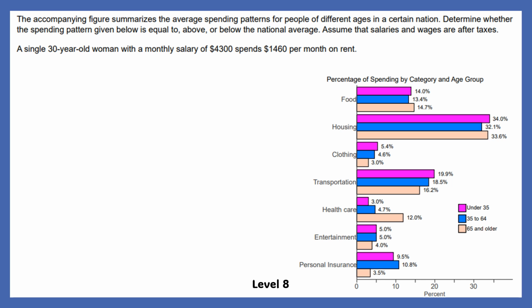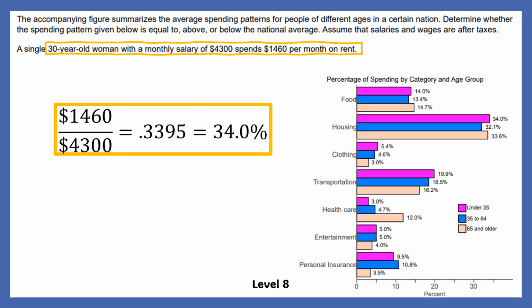All right, so we have some data here. We have this percentage of spending by category in each age group. And we see certain things like there's a trend that as you get older, you spend more on your healthcare and you probably spend less on clothing as you get older. And if we look at this situation, we say, is this normal for a 30-year-old woman to have spending $1,460 on rent if she has a monthly salary of $4,300? So we can calculate this, compare it to the graph that we have, and see if she's normal or if she spends more or less than a typical person.